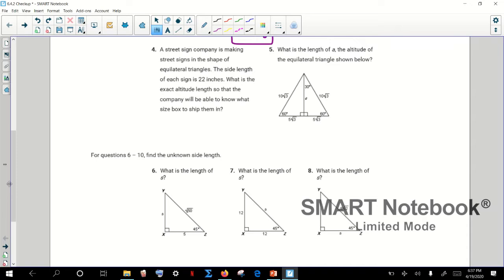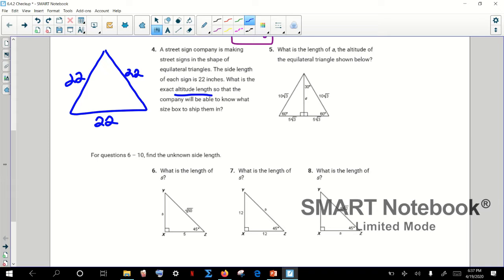4 is going to be a little bit more complicated just because it's a word problem. So let's go ahead and look at this. A street sign company is making street signs in the shape of equilateral triangles. If you remember, an equilateral triangle has all 3 sides the same length, okay? The side length of each sign is 22 inches, so this is 22 inches, this is 22 inches, and this is 22 inches. What is the exact altitude length so that the company will be able to know what size box to ship them in?